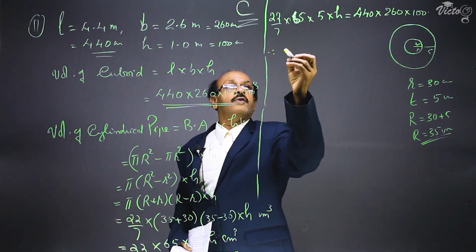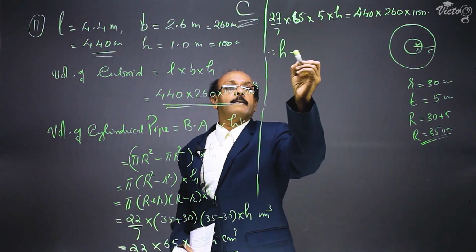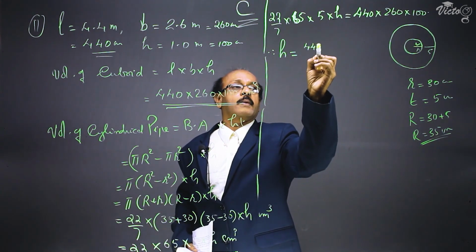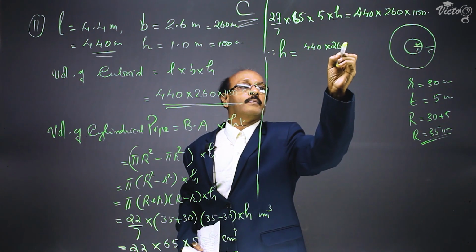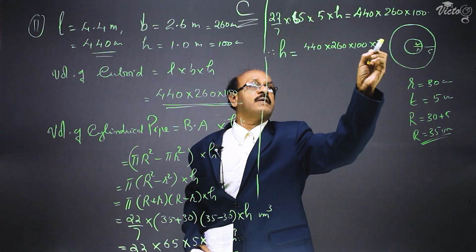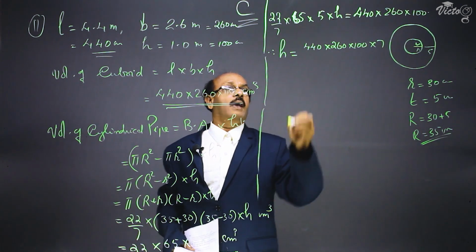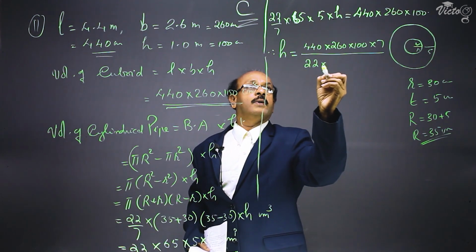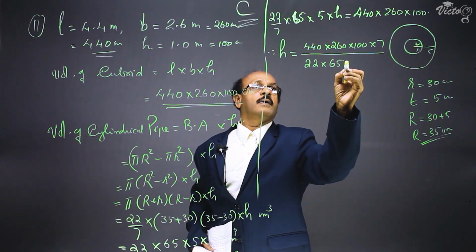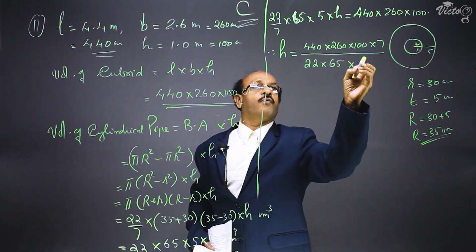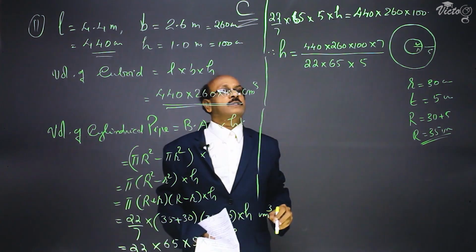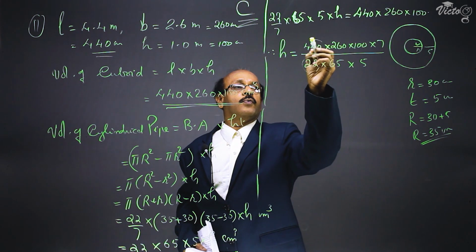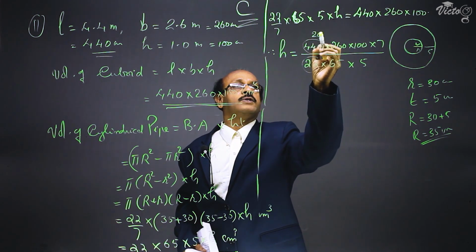Therefore, we can find the value of h. h is equal to 440 into 260 into 100 into 7, cross multiplying with 7 and dividing 22 into 65 into 5. On simplification, 22 and 440 we can cancel, it is 20.